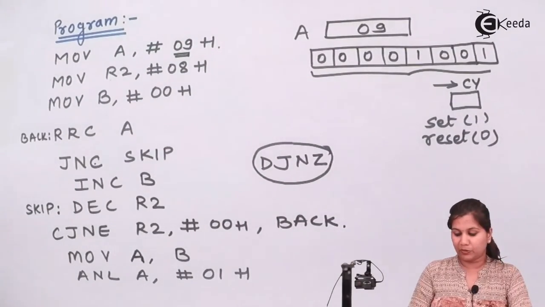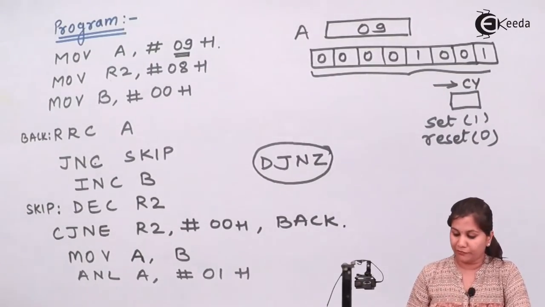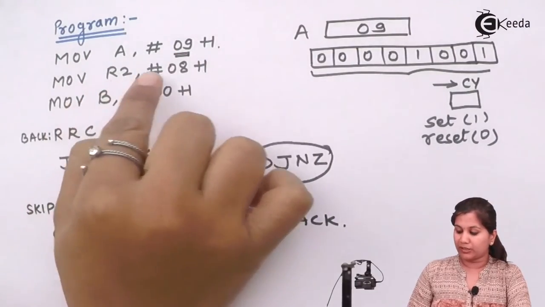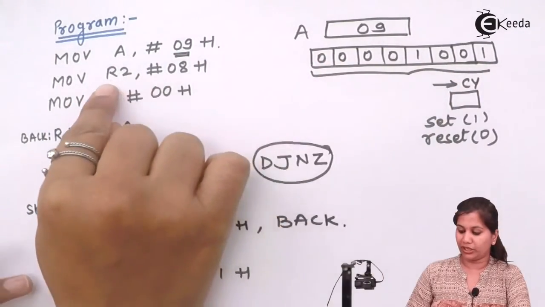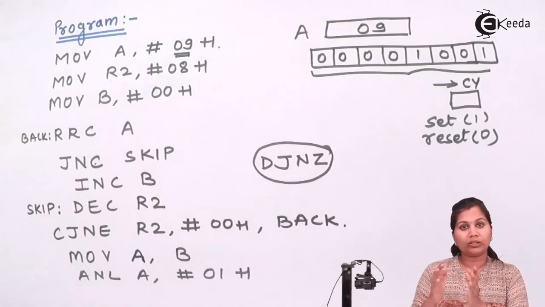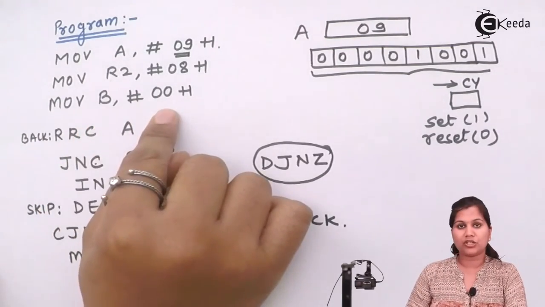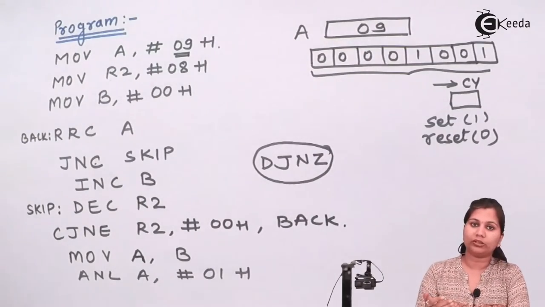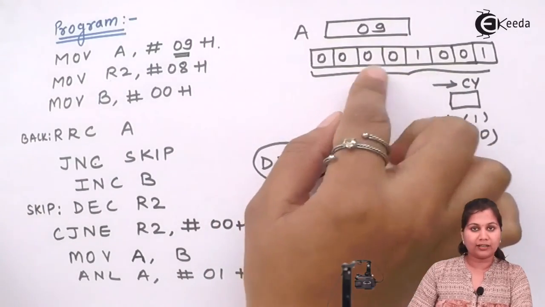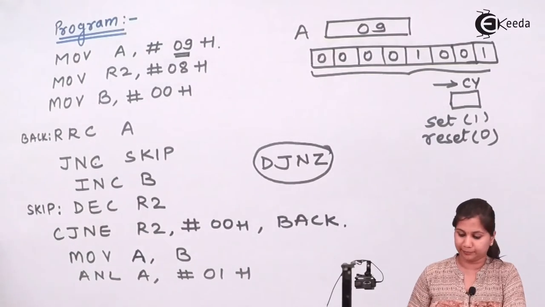So let's revise this program. Let's see again how we are checking the parity. First, we are moving the number into the accumulator. Then, because there are 8 bits in the number, we are initializing a counter with the value 8, because we want to count the number of ones to check the parity. So we have used register B and initialized it as 00 so that we can count the number of ones in it. Then to check the parity, we are rotating the contents of the accumulator along with the carry to the right-hand side.